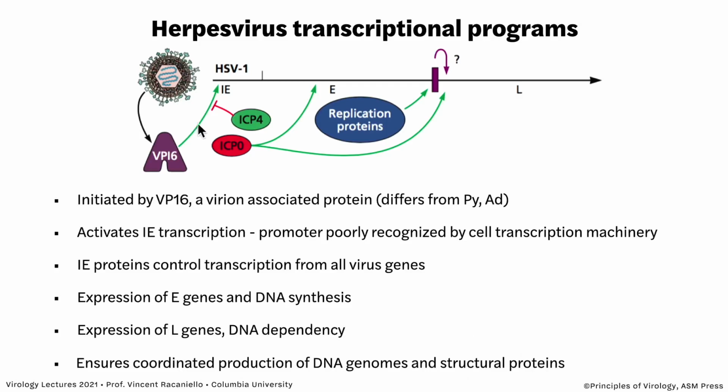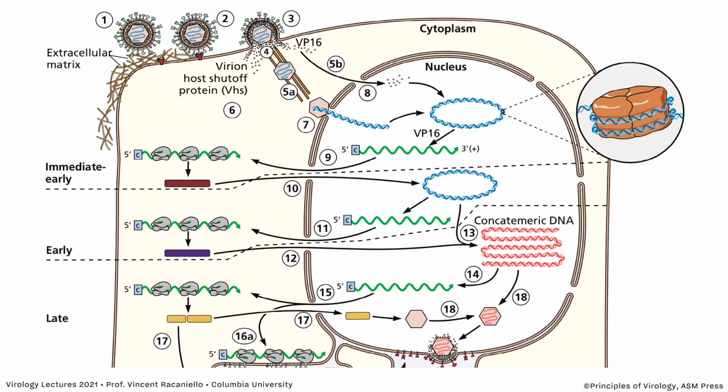Now, the function of having a more complicated scenario where this immediate early promoter doesn't work unless you bring in a virion protein, not clear to me why that would be more advantageous compared with the adenovirus, polyomavirus scenario, but it all works. These viruses are all quite successful. It's just another solution to a problem.